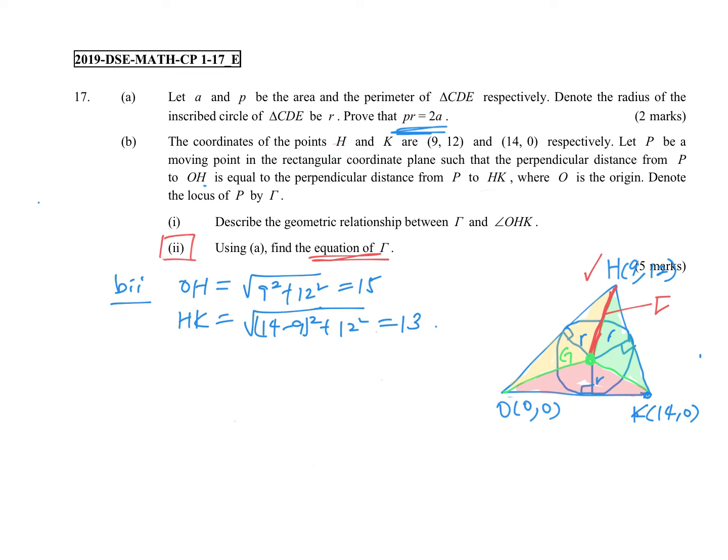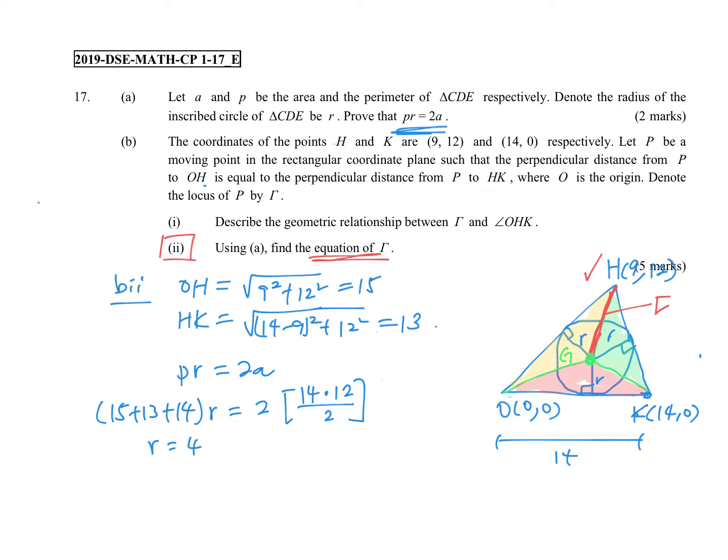Oh right, the area can be easily found. Well anyway, so PR equals to A. So P, so that will be 15 plus 13 plus 14. So this is 14. No need to use the distance formula. R and then 2A. A, so we can take 14 as the base. And then the height will be 12. Okay, so and then R equals 4. R equals 4. And then with R equals 4, then G, we know that the Y coordinate must be 4. The Y coordinate must be 4. So let's say H4 or G4, maybe.